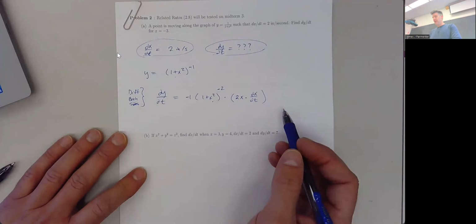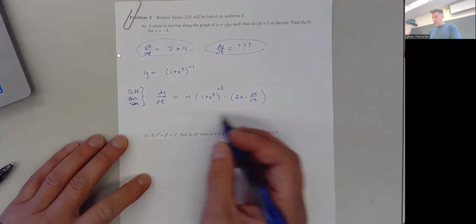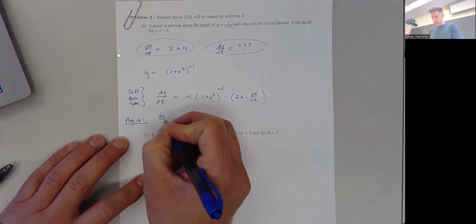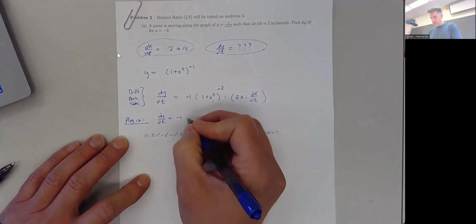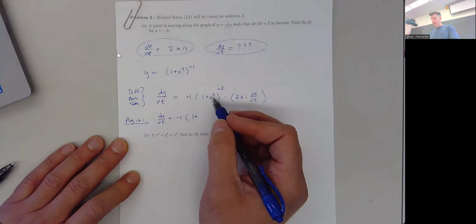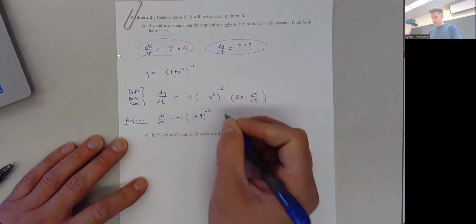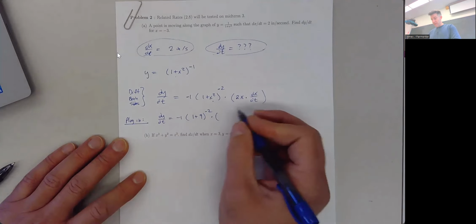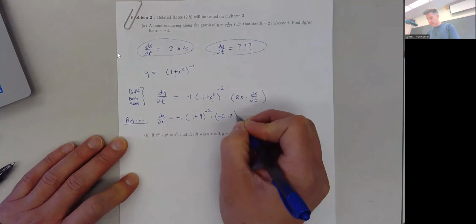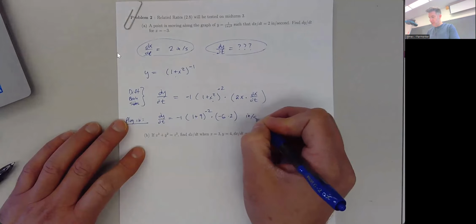Now, at this point, you could simplify, but don't. Just plug in. Plug in everything you know. So now we're going to plug in. So we have dy/dt equal to negative 1 times (1 plus, if x is negative 3, then we have negative 3 squared, which is positive 9) to the negative second, times 2 times negative 3, which is negative 6, and dx/dt is 2. And if I didn't have time to do any more, I might just slap on an inches per second and leave it at that.